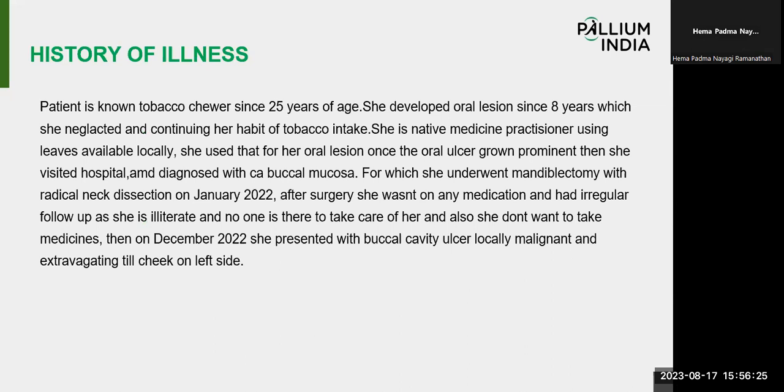Next slide, please. History of illness. Patient is a known tobacco chewer since 25 years of age. She developed oral lesions 8 years ago, which she neglected, continuing her habit of tobacco intake. She is a native medicine practitioner. She uses locally available leaves or herbs for other people. She uses that on her own oral lesion also.